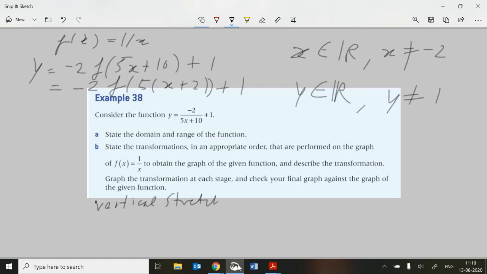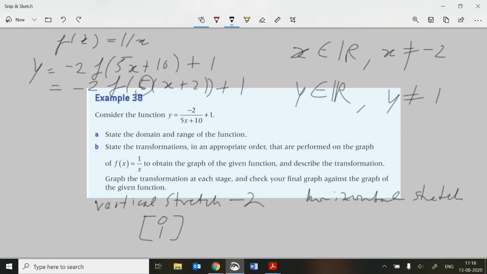Okay, so we can do it vertical first of all, vertical stretch of -2. I should really say factor of -2, I'm just sparing myself a little writing. Vertical stretch of -2, and then a vertical shift, translation rather, of 0, 1. And then we've got a horizontal stretch. Okay, we've made the horizontal stretch come first because we factorized it.